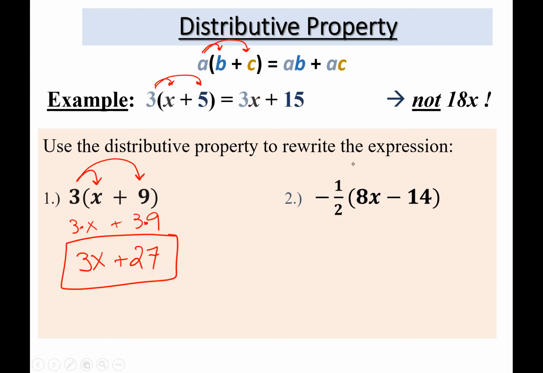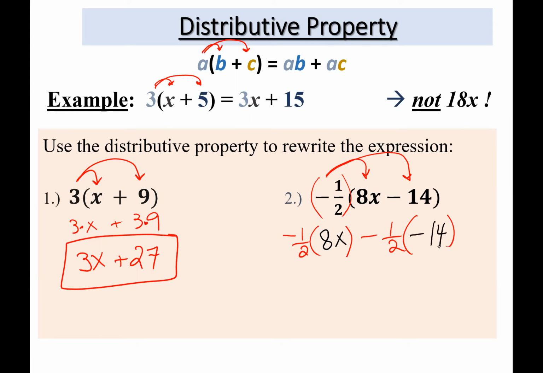All right, number 2. This time we're distributing a negative and we're distributing a fraction. So we have negative 1/2, parentheses, 8x minus 14. So let's distribute that negative 1/2. We're multiplying negative 1/2 times 8x, and then we're multiplying negative 1/2 times negative 14. So each of those will obviously need to get simplified.